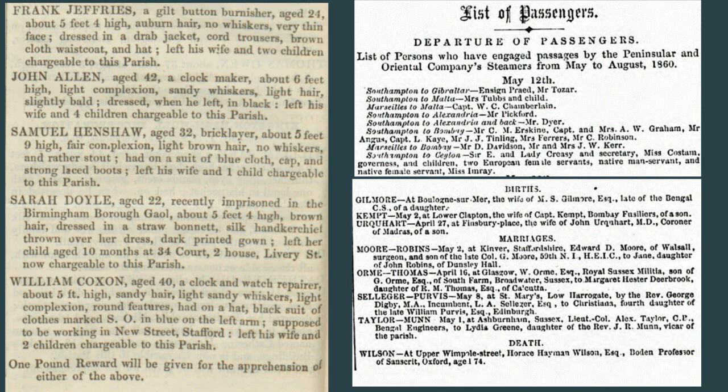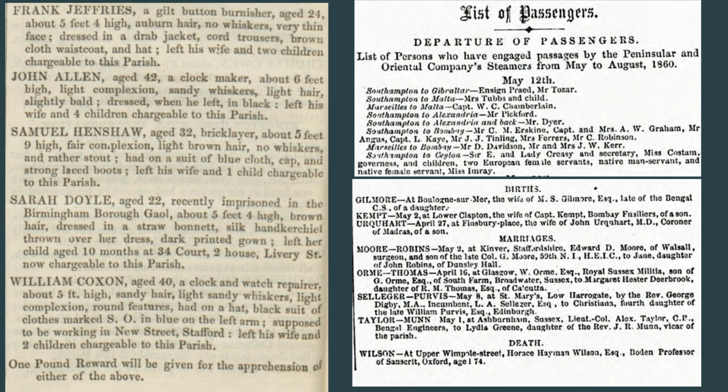Sarah Doyle, age 22, recently imprisoned in Birmingham Borough Jail. About 5'4", brown hair dressed in a straw bonnet, silk handkerchief thrown over her dress, dark printed gown, left her child aged 10 months at 34 Court 2 House, Livery Street, now chargeable to this parish. The physical descriptions are particularly useful when trying to build a picture of your ancestor's life. And you can see how people moved around the country, or indeed how somebody may have disappeared from your family tree.